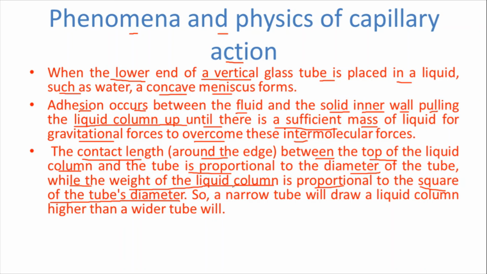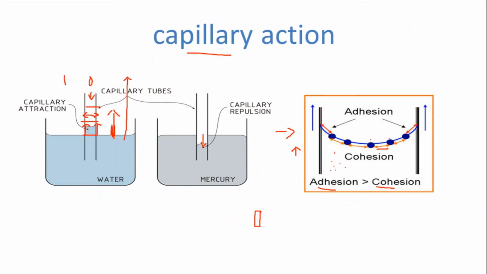While the weight of the liquid in the column is proportional to the square of the tube's diameter. Suppose you have some diameter of the tube, the weight of the liquid is the square of the tube diameter. This is called capillary action. A narrow tube will draw a liquid column higher than a wide tube will. That is called capillary action. Okay.